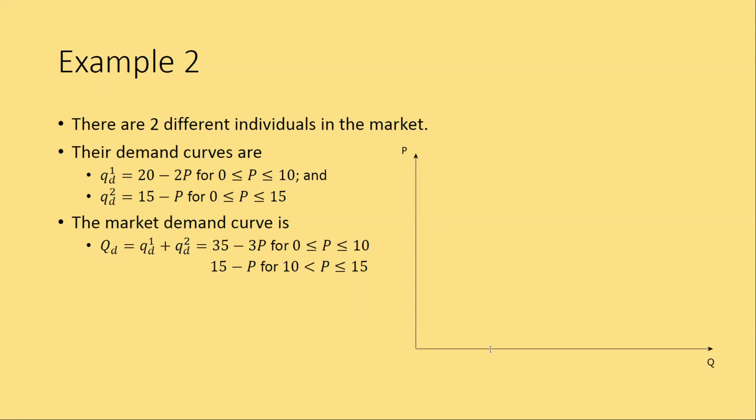Now for individual 1, well, I figured out the intercept on both of the axes. So for individual 1, the intercept is 20 and 15. Sorry, 20 and 10. And for individual 2, the intercepts are 15 and 15. They have different slopes. So the individual demand curves are going to be straight lines connecting those two intercepts.